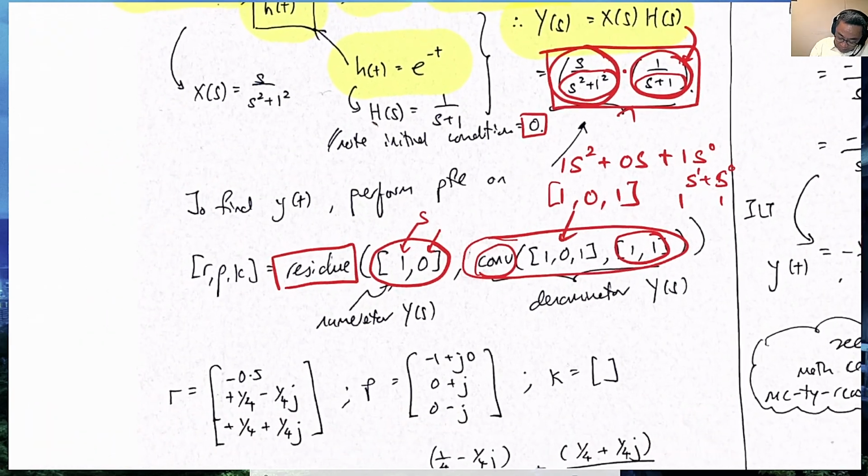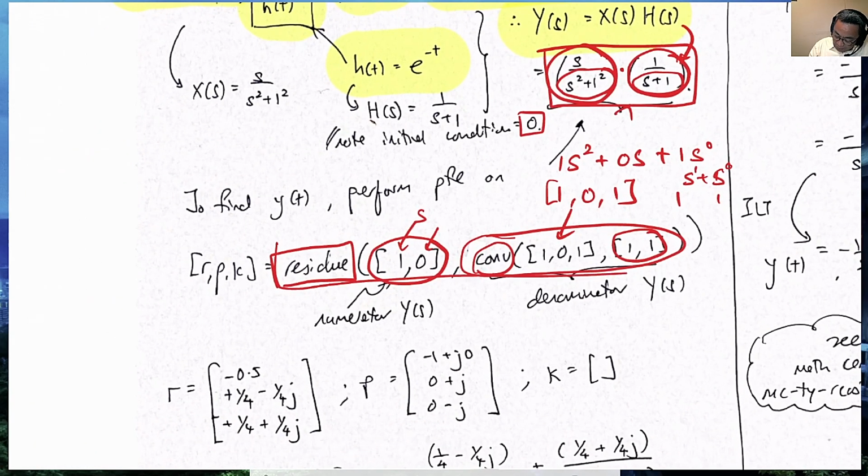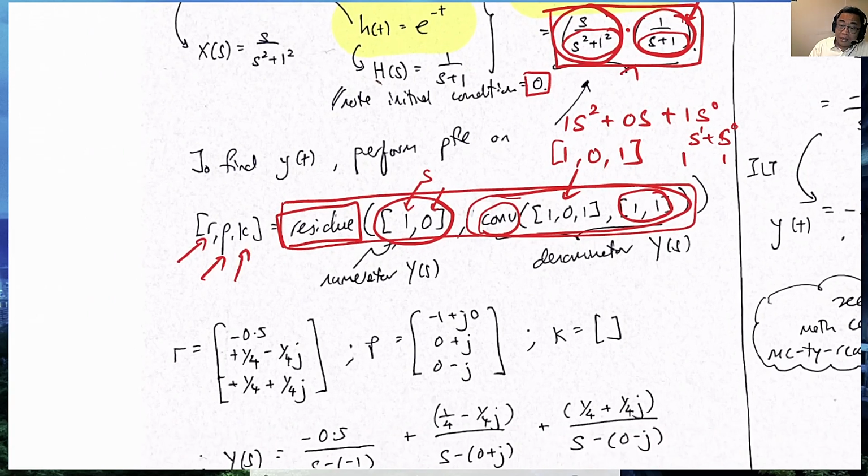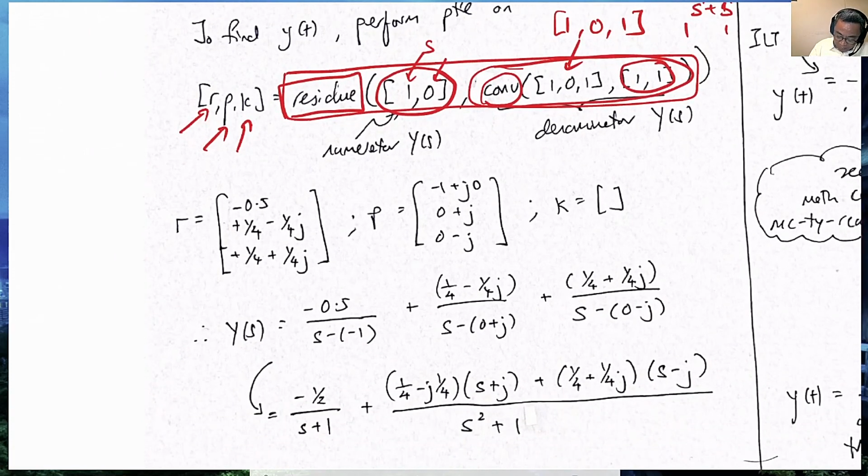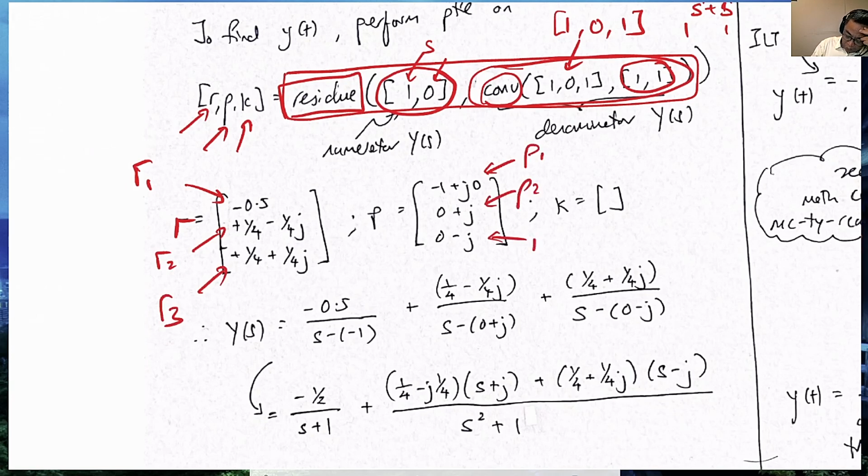Multiplication is the convolution of these two vectors, and you will get the same answer. So in one line, I use MATLAB to extract my partial fraction solution. You can go and check. R is called the residue. This is R1, because MATLAB likes to do things in index 1, then R2, R3, and this is P1, P2, P3, and then K is 0.